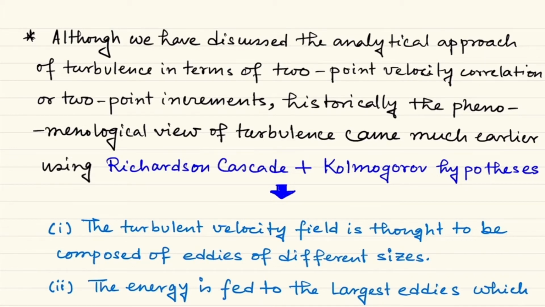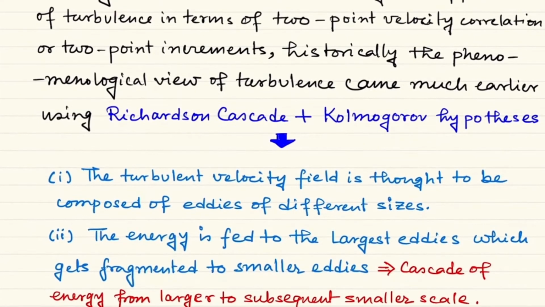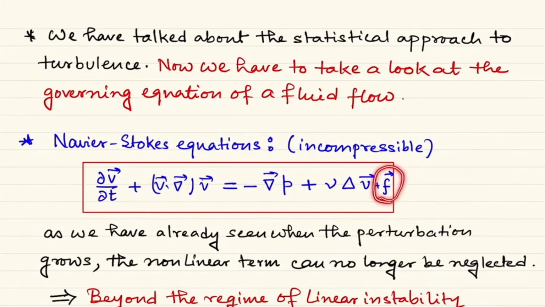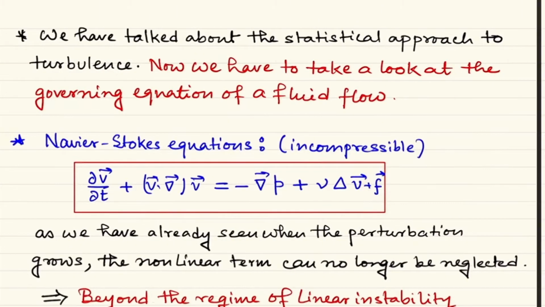If you compile all this Richardson cascade image along with the Kolmogorov hypothesis, what you will get is the following. The turbulent velocity field is thought to be composed of eddies of different sizes. The energy is injected into the system by the forcing term, if you remember.